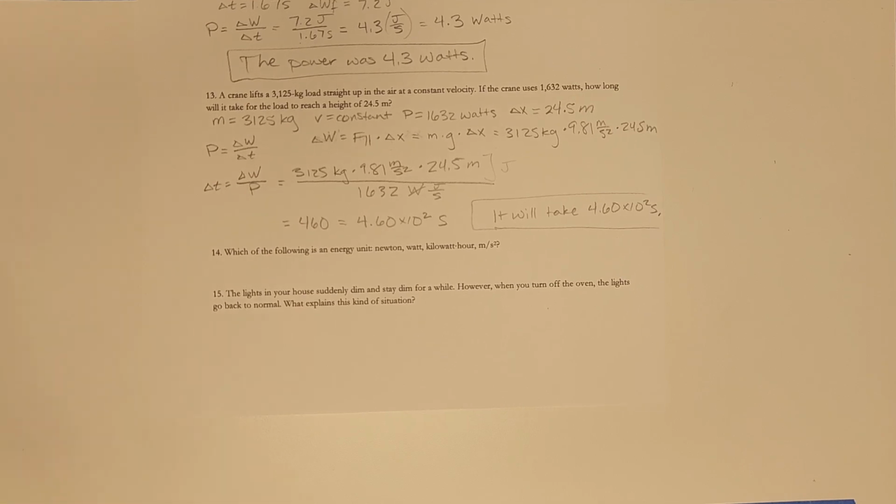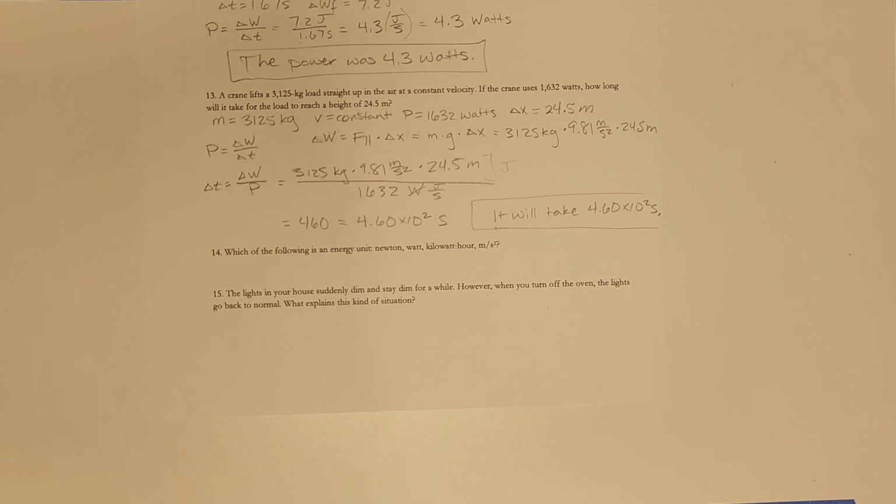Question 15. The lights in your house suddenly dim and stay dim for a while. However, when you turn off the oven, the lights go back to normal. What explains this kind of situation? So what's happening when this happens in your house is that all of the appliances in your home were requiring more power than what could be supplied to it. And so turning off the oven reduced the power that your home needs so the lights can burn brighter, since more of the available power can go to them.